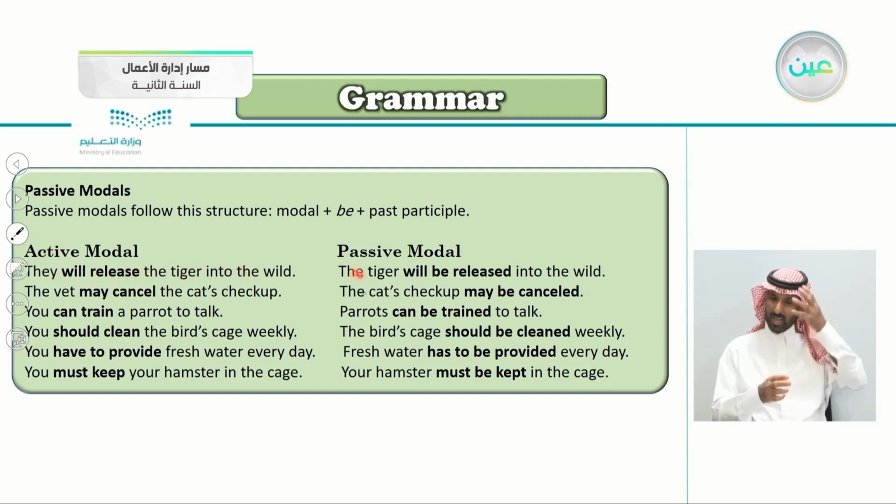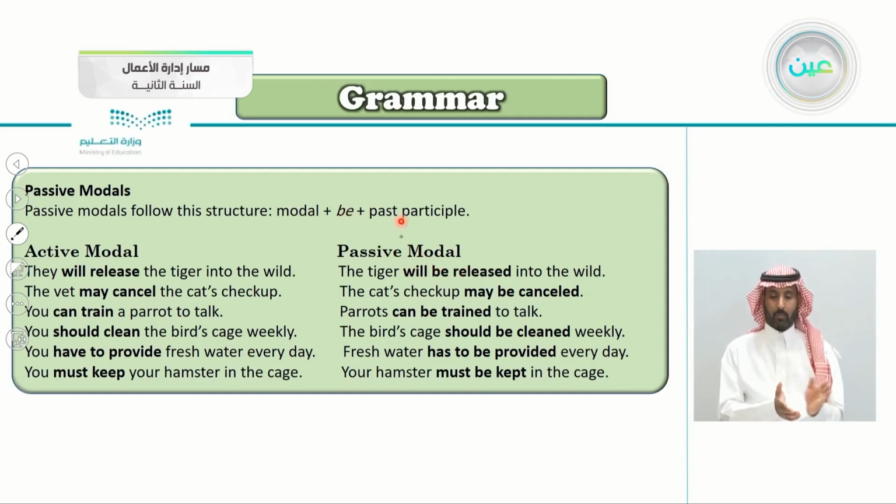So we say the tiger will be released. Will, this is the modal here. Will be, this is it. Released, this is the past participle of the verb release. Release becomes released into the wild. So the structure of the passive modal consists of three parts: the modal, be, and the past participle.